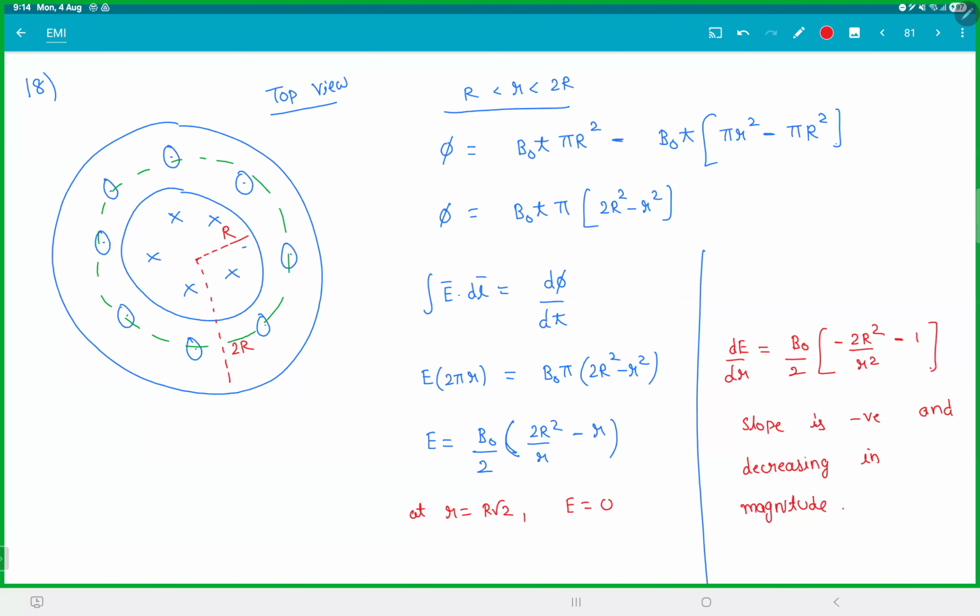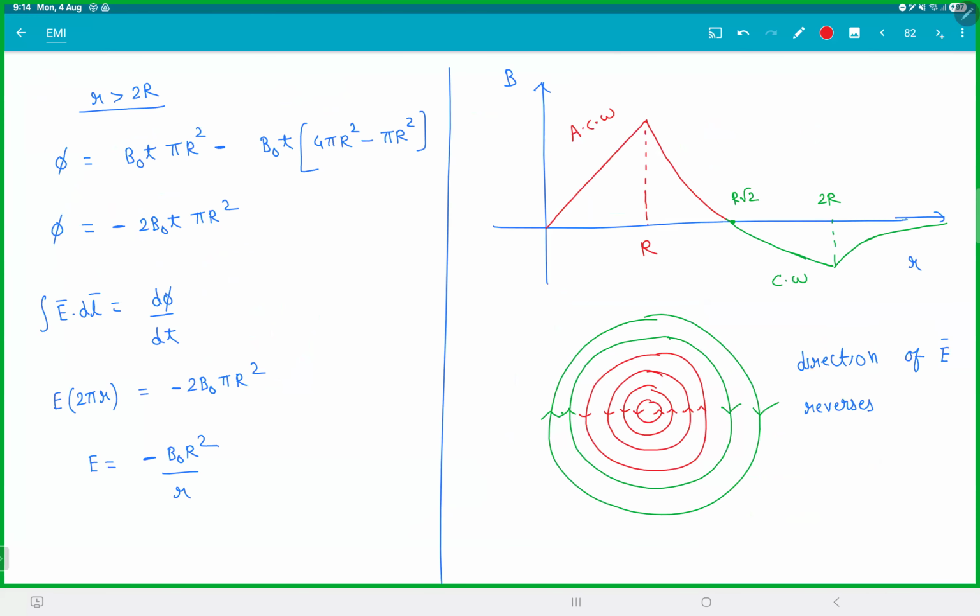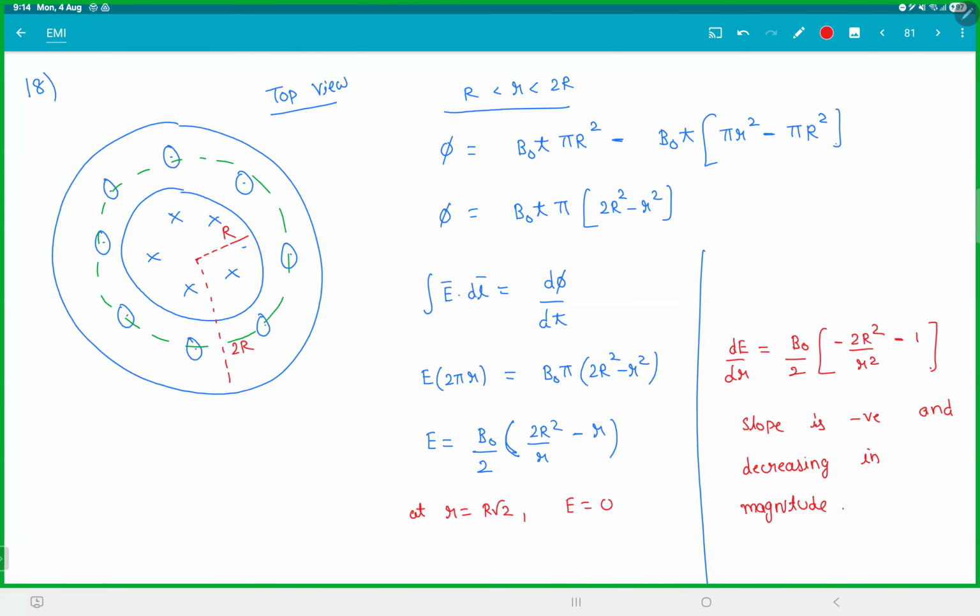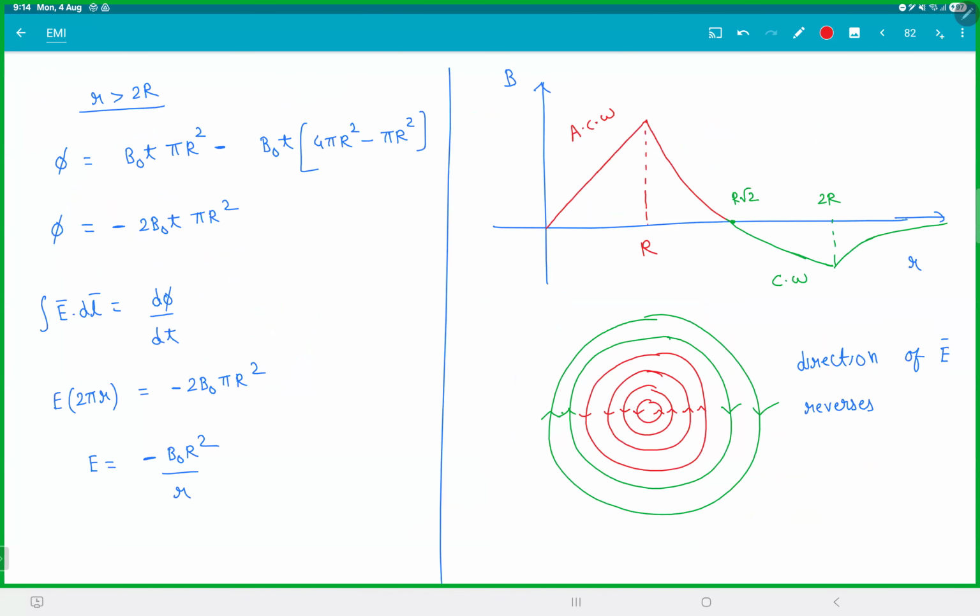I did a mistake. Sorry. dE by dr is not 0. At r is equal to r root 2, E is 0. The graph is right only. I did a mistake. Clear with this? That's not the differential that I wrote wrong. When you keep r is equal to r root 2, I'm getting E is 0. The dE by dr is only for the slope purpose. I want to just check whether the slope is negative or positive. Is the graph clear, everyone?